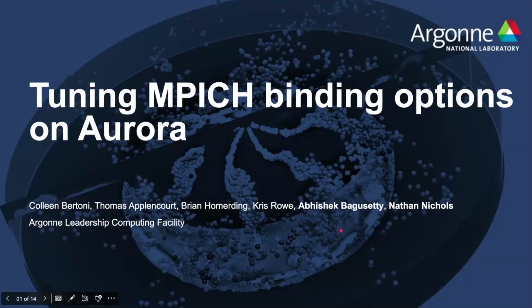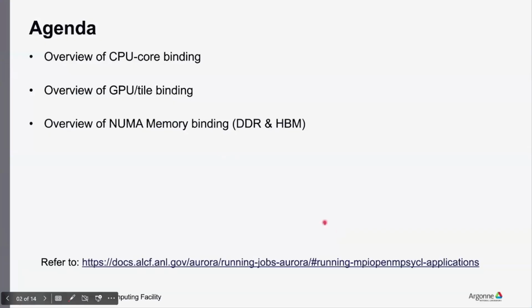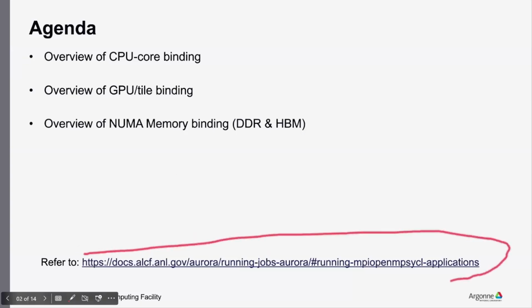I'll be talking today in this section about tuning the MPICH binding options on Aurora, specifically how to bind your processes to the CPU, to the GPUs, and how to appropriately bind to the memory regions. I said that on this agenda slide. The link here goes over all of this in more detail.